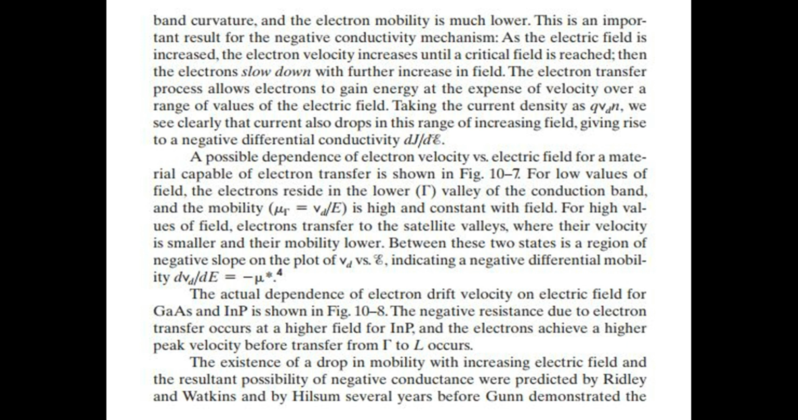The negative resistance due to electron transfer occurs at a higher field for indium phosphide, and the electrons achieve a higher peak velocity before transfer from Γ to L occurs. The existence of a drop in mobility with increasing electric field and the resultant possibility of negative conductance were predicted by Ridley and Watkins and by Hilsum several years before Gunn demonstrated the effect in gallium arsenide.